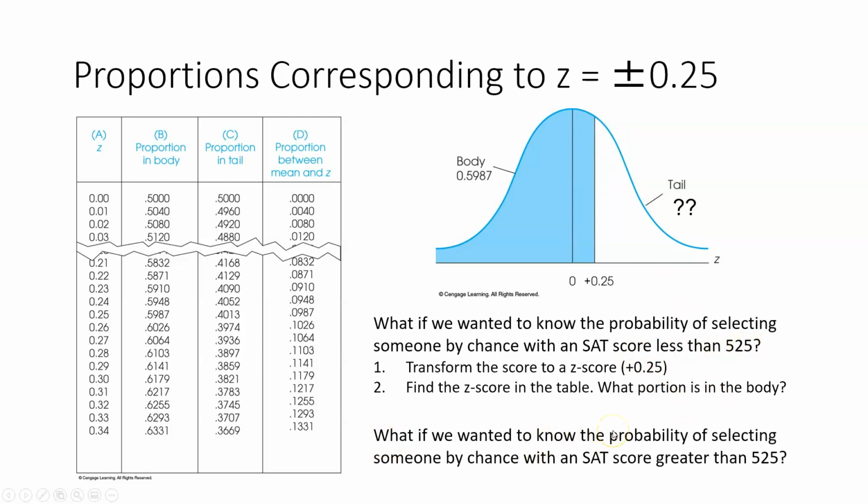What if we wanted to know instead the probability of selecting someone by chance with an SAT score greater than 525? That would just be to say, instead of knowing the shaded portion in the body, what if we wanted to know what was the portion here in the tail that was greater than 525? Go back to your table, the same Z-score, 0.25, but this time use column C where it says the proportion in the tail. And note here that the proportion is 40%, 0.4013, and that we could then say is the probability of drawing a score at random greater than 525.